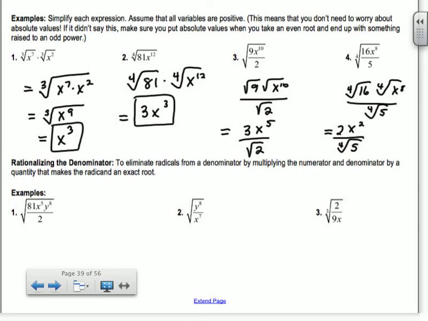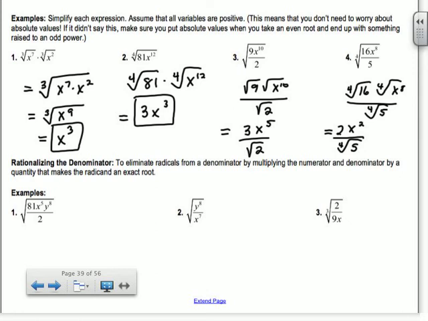But number 3 and number 4 actually have square roots in the denominator, which we don't allow. So there's certain things in math that we just don't leave that way. So we usually rationalize the denominator. That means we're going to eliminate radicals from a denominator by multiplying the numerator and denominator by a quantity that makes the radicand an exact root.